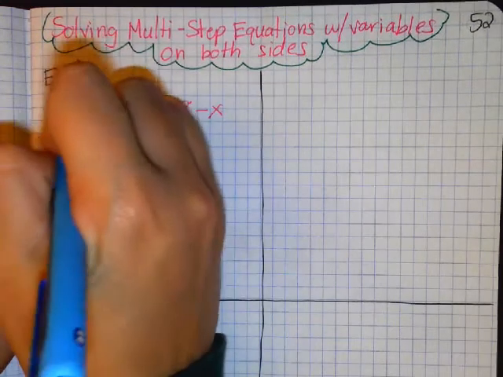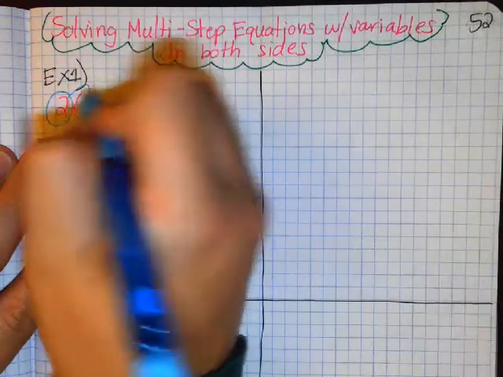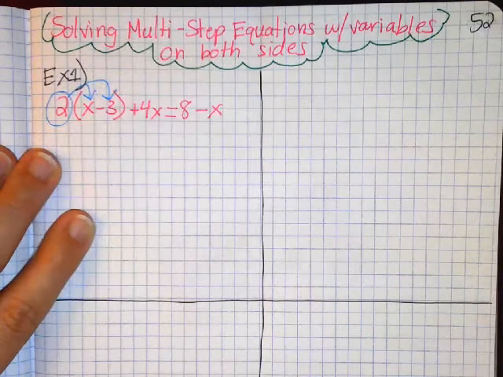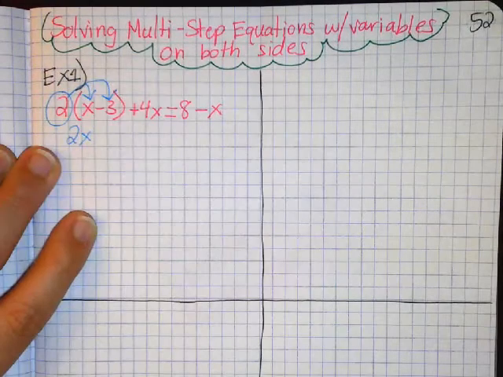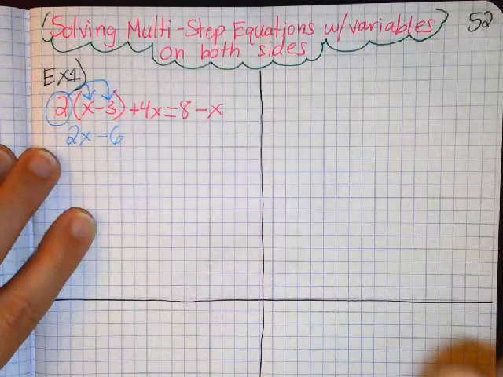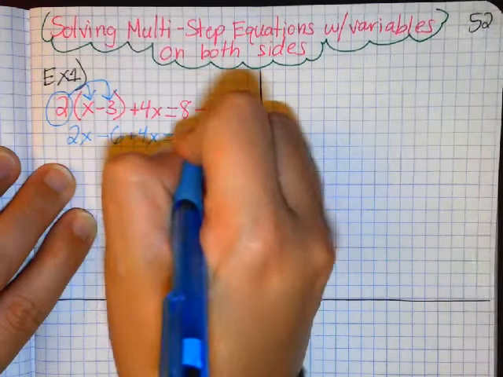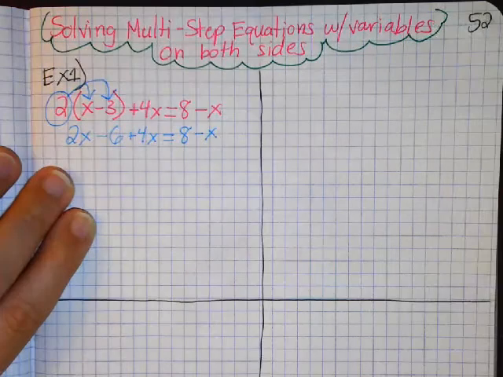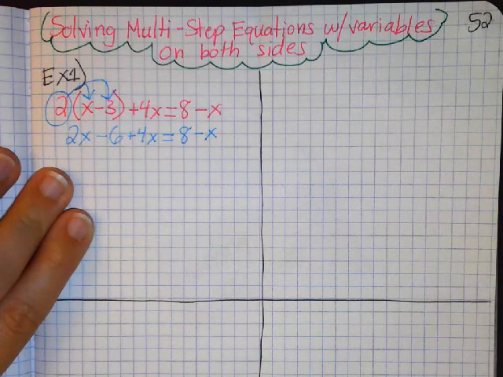I need to distribute my 2, and that's positive 2. I need to multiply it by an x, and I need to multiply it by a negative 3. 2 times x is 2x. 2 times negative 3 is negative 6. Now I'm going to bring everything else down, just like I would when I am simplifying something. Okay, my next step.